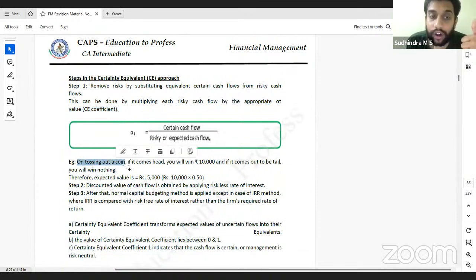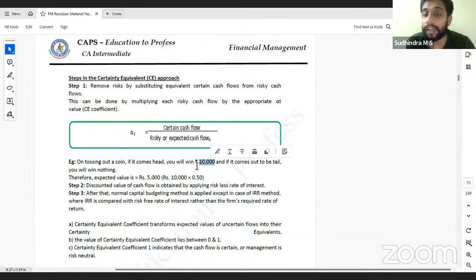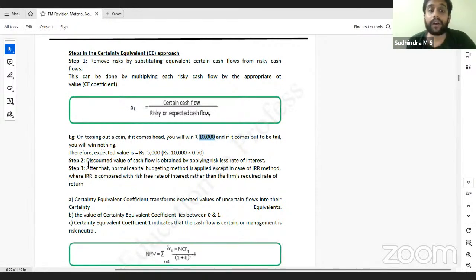On tossing of a coin, if it comes head, you will win 10,000. If it comes tail, you will win nothing. Expected value will be 10,000 into 0.5, 5,000. However, if you want riskless cash flow, it is 10,000 into the corresponding CE coefficient, whatever is given in the question. We need not worry about that. The discounted value of the cash flow is obtained by applying the riskless rate of return. Only the risk-free rate will be applied in this case, not RADR, because the cash flow that we have is also risk-free. So we apply the risk-free rate of return only.